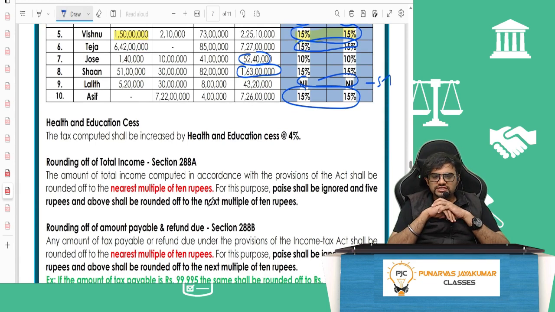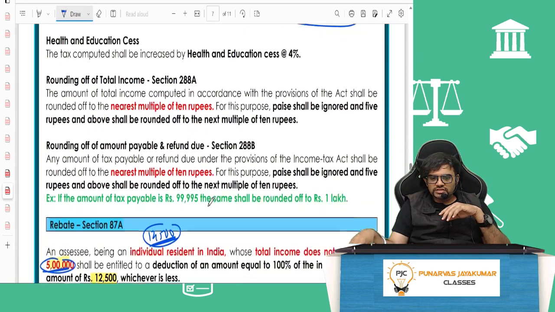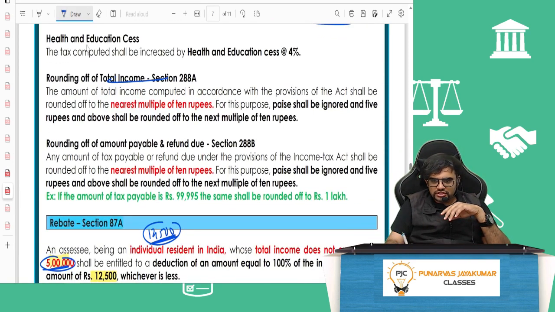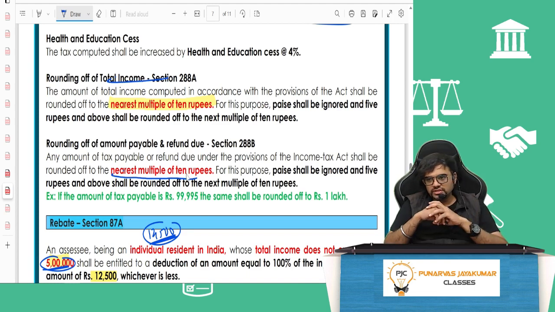Health and education cess is always 4%. Now total income has to be rounded off, guys. When you compute the total income, it should be rounded off to the nearest multiple of 10 rupees. Sir, what about tax? Tax also should be rounded off to the nearest multiple of 10 rupees. Amount of tax payable is 99,995. It will be rounded off to 1 lakh. 99,994. Then it is 99,994 tax payable. How much will be rounded off to? 99,990. 4 rupees discount by Nirmala madam.